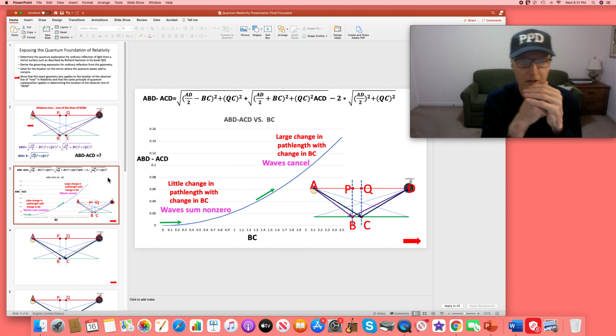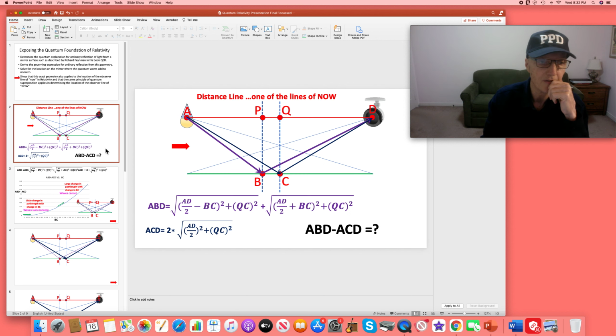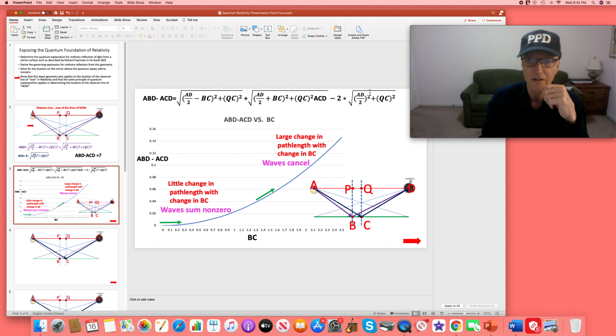I've given you what you need to know. But what I did is I worked out that ABD minus ACD is equal to this. I just basically took these two results above here, and I subtracted them to get the distance. So ABD minus ACD, and I worked out that it's equal to this expression on the top here.